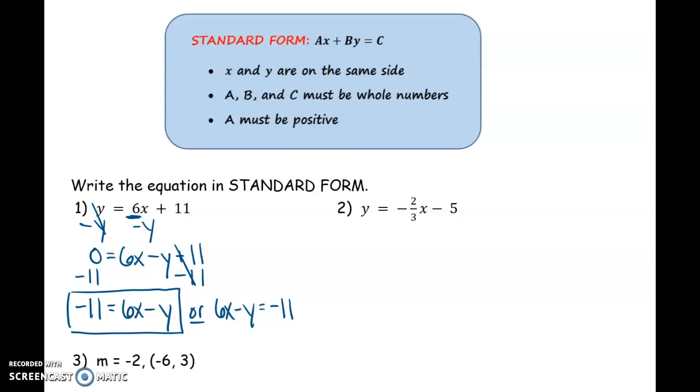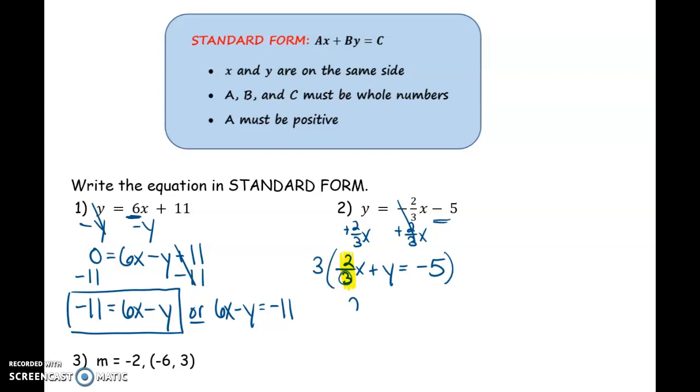Either one works. For number two, I'm going to start by getting x and y on the same side. So to move the negative 2/3 x over, I'm going to add 2/3 x. So I have 2/3 x plus y equals negative 5. Don't forget that negative sign when you bring it down. Now, I have x and y on the same side, but now I need to make all the numbers whole numbers. Right now, we can see that this fraction is something we don't want here. So in order to get rid of that fraction, we multiply by the denominator. So I'm going to multiply the entire equation by 3.